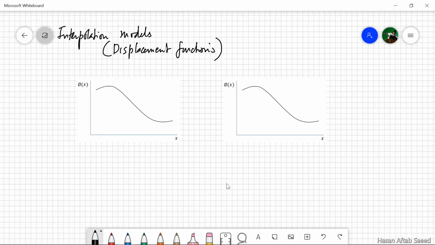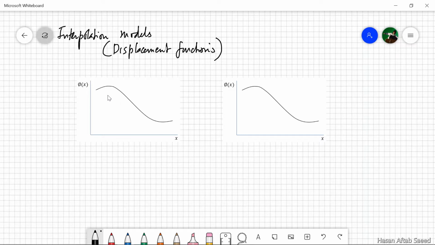Bismillahirrahmanirrahim. The selection of the interpolation model or a displacement function is an indispensable step in any FEM analysis. Consider this 1D analysis where the quantity of interest phi is a function of x as shown.